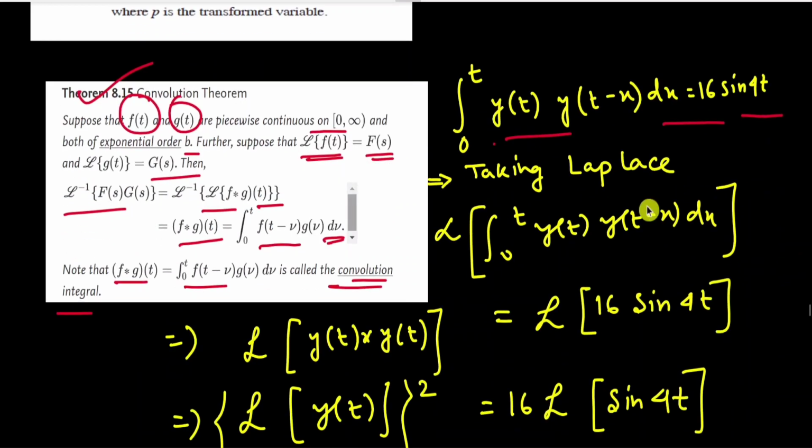This implies integration 0 to t y(x) y(t minus x) dx equal to this. Now taking Laplace transform on both sides, Laplace of integration 0 to t y(x) y(t minus x) dx equal to Laplace of 16 sin 4t.